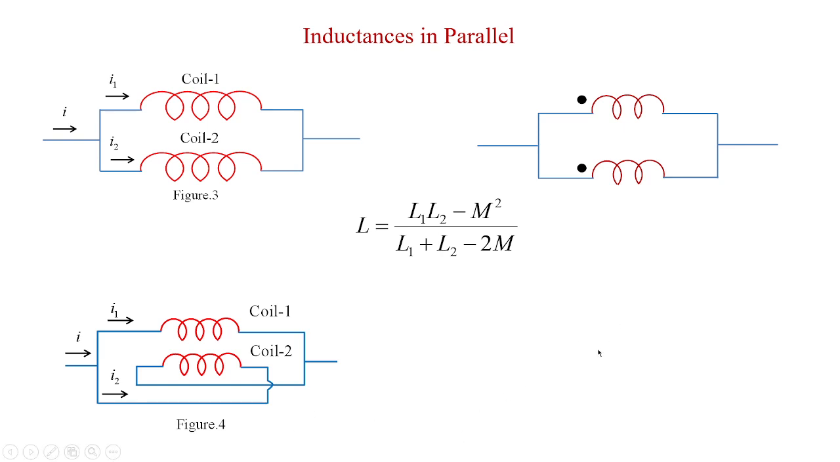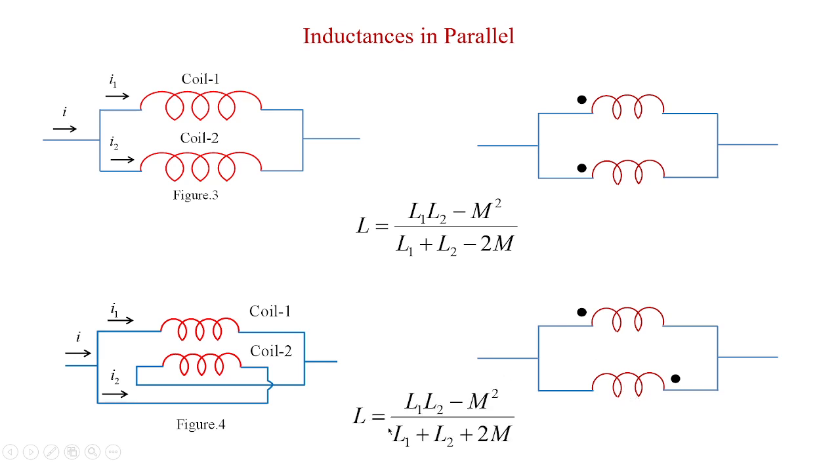Now for the differential arrangement, the coils are assumed to be placed like this. In this case, the value of L will be equivalent to (L1 L2 minus M square) divided by (L1 plus L2 plus 2M). So this is how the dot convention is studied with the direction of flow of current.